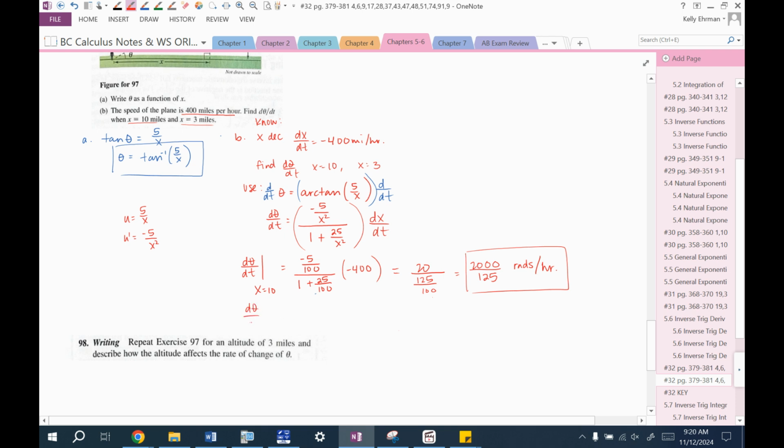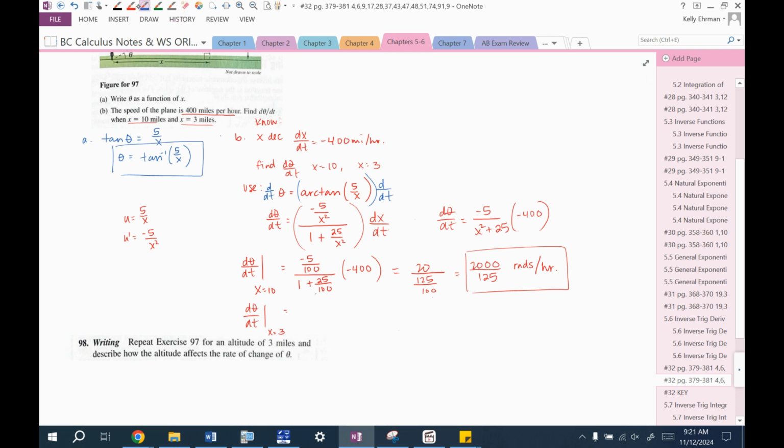What about d theta dt at x equals 3? That's going to be negative 5 over 9. Maybe let's go ahead and multiply by x squared over x squared, and maybe that'll make life easier. That's negative 5 over x squared plus 25. That seems a lot easier. Right? Times negative 400 because dx dt is constant.